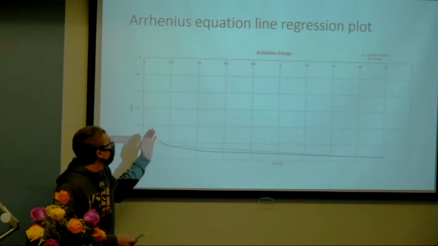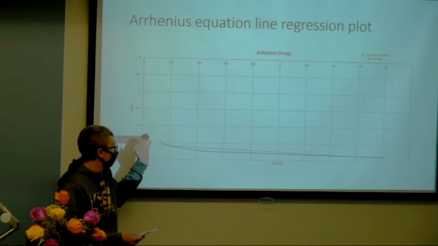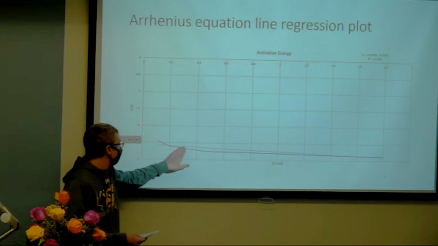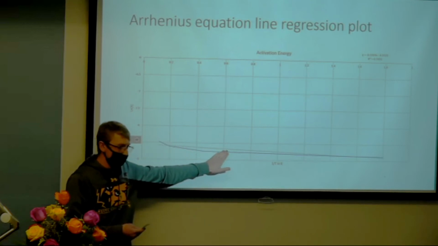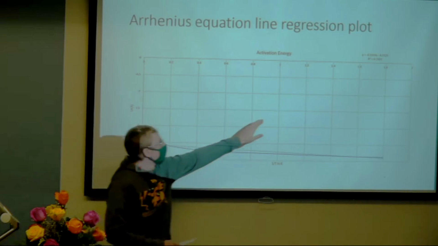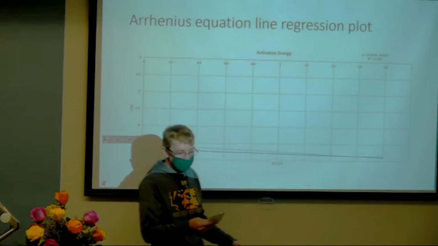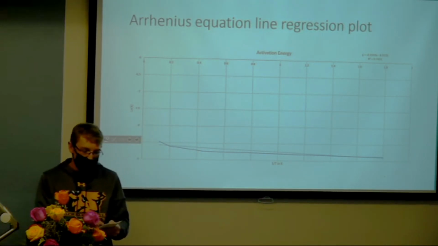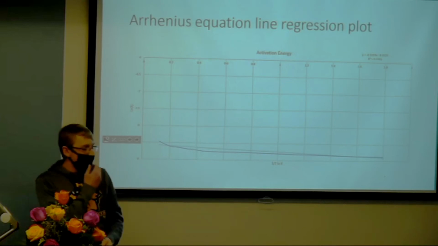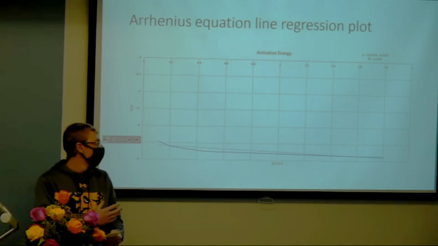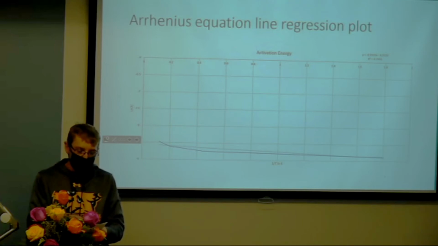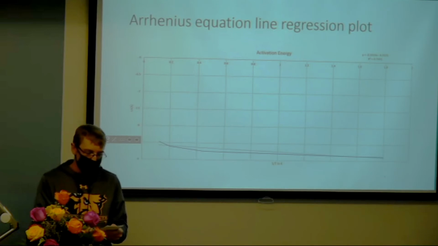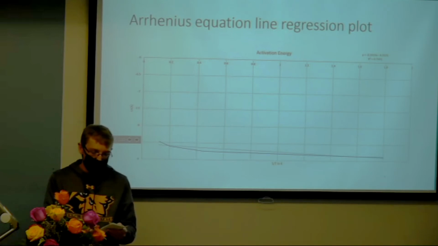So here is the line regression plot of the Arrhenius equation. The dotted line is the best fit line, and the solid blue line is the plotted points. In the upper right corner is the best fit line equation. To go from the best fit line equation to activation energy, one multiplies the slope of y equals ax plus b by the Boltzmann constant. For this project, I used the Boltzmann constant of 8.16 times 10 to the negative 5 electron volts per Kelvin.